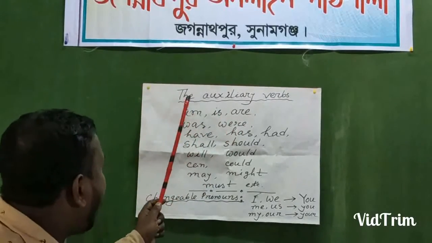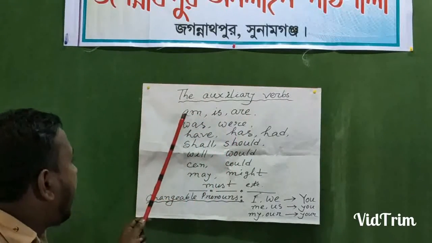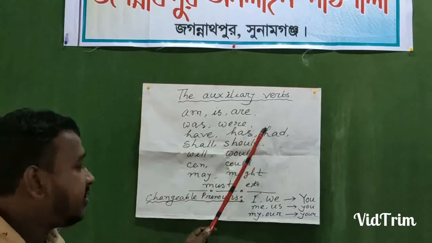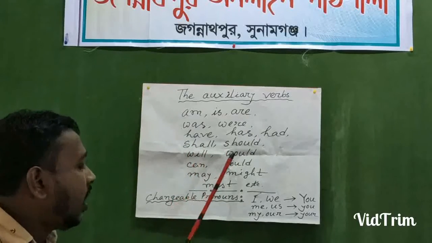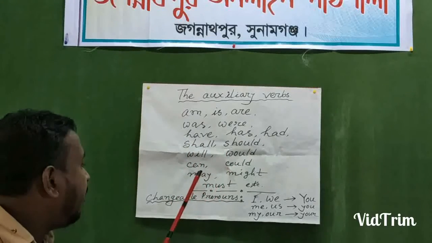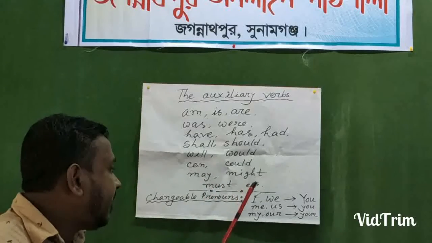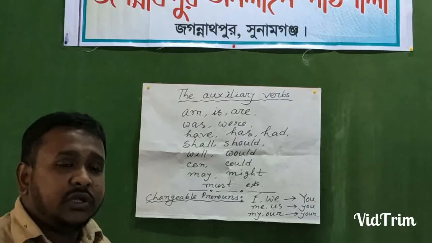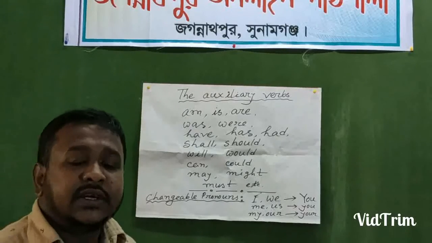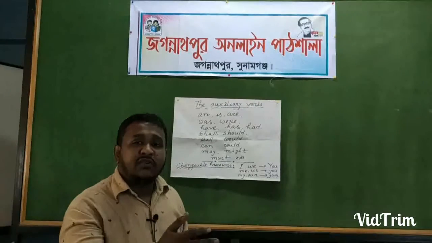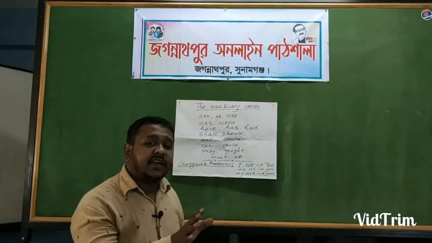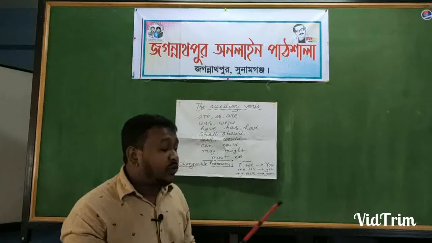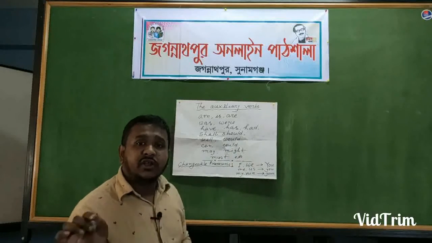The auxiliary verbs: am, is, are, was, were, have, has, had, shall, should, will, would, can, could, may, might, must, etc. You must memorize the auxiliary verbs because in making WH questions we need, first, a WH word for the underlined words, and second, we need auxiliary verbs. So we should be familiar with the auxiliary verbs to find them in the sentence.